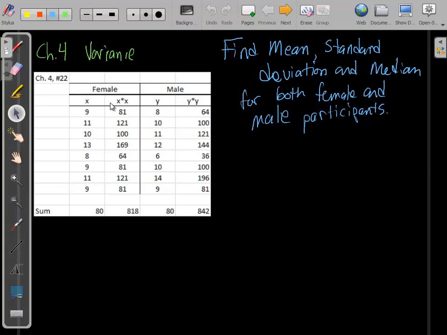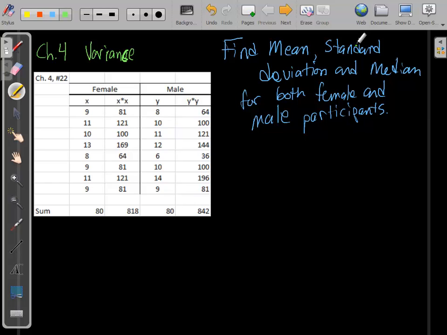Okay, let's take a look at an example from chapter 4, which is talking about variance. In this example, I want to actually use it to talk about chapter 3 stuff, so mean and median, and then we'll also talk about variance at the same time.